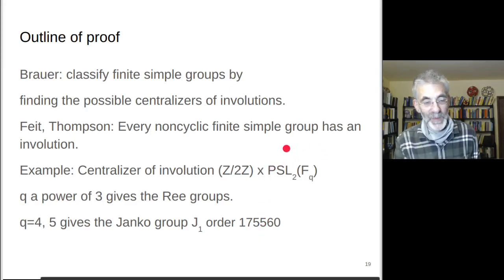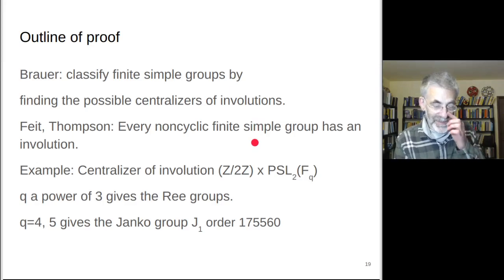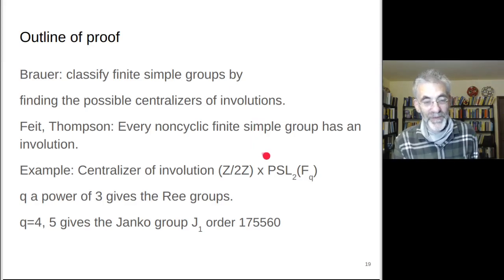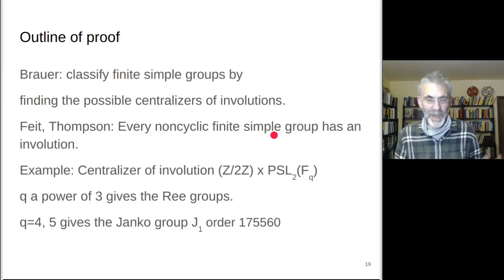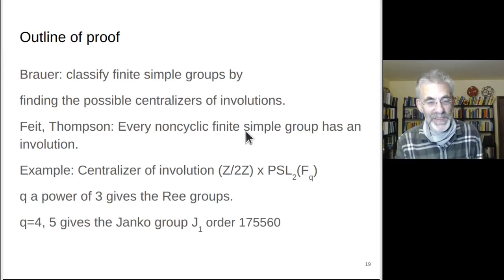In order for this to work, you need to show that every finite simple group has an involution, which turns out to be equivalent to showing that every finite simple group has even order. And this was proved by Feit and Thompson in the early 1960s. And Feit and Thompson's work is more or less a good date for the beginning of the classification of finite simple groups. Their paper is one of the scariest papers I know.